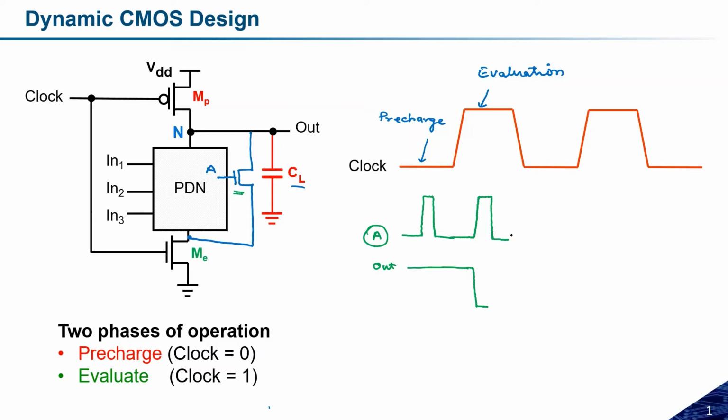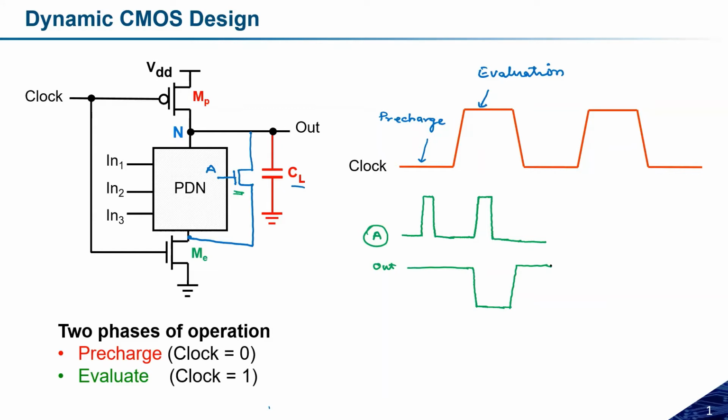So if I have to evaluate some other input pattern, I need to precharge it again in the next cycle. The output will remain the same even though we have provided input low, because the capacitor will not be charged. Now in the next cycle, once it comes, the output will charge again. This load capacitance will charge, and then it will check what the input pattern is over here, and based on that, it will evaluate.